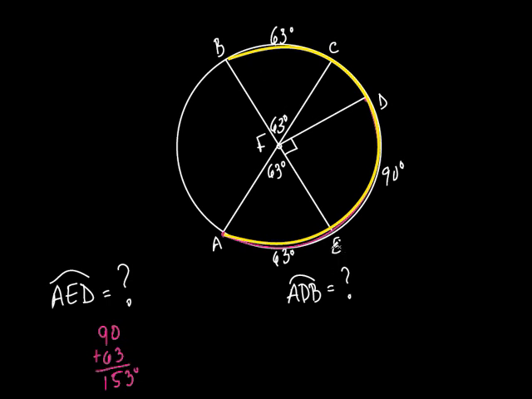You could do this a couple different ways. I'm going to look at it like this. Watch. We went around this whole arc. You could do that, but watch. What is the arc from E to B? From E to B, this is a straight line right here going through the center. So from E to B is 180 degrees.